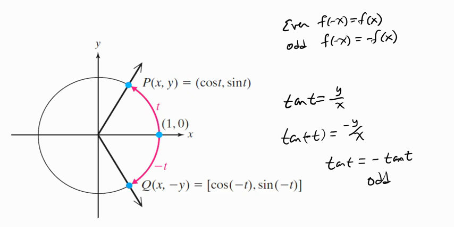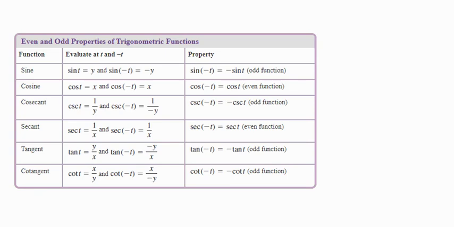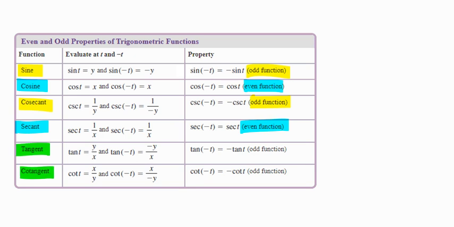So the functions secant, cosecant, and cotangent carry the same even and odd properties as their reciprocals, cosine, sine, and tangent. Let's take a little bit closer look at that. Here in this chart, it makes it a little bit easier to see that sine and cosecant are reciprocals of each other, and they're both odd. Cosine and secant are reciprocals, and they're both even. And then tangent and cotangent are also reciprocals, and they are both odd.